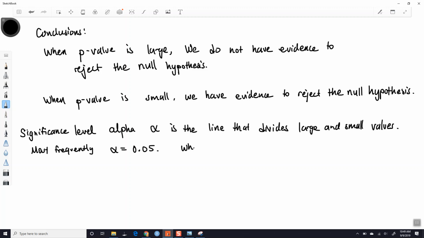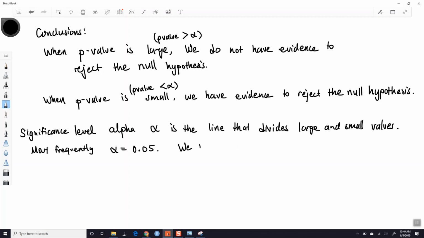And when the p-value is large, meaning that the p-value is greater than alpha, we do not reject. And when the p-value is small, meaning the p-value is less than alpha, we have evidence to reject the null hypothesis. Most frequently, alpha is 5%.